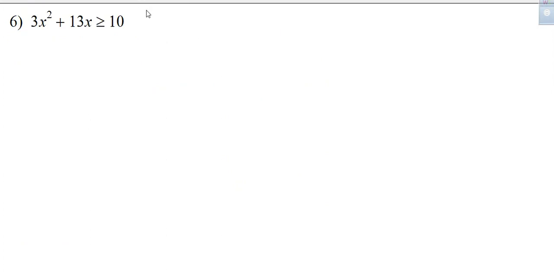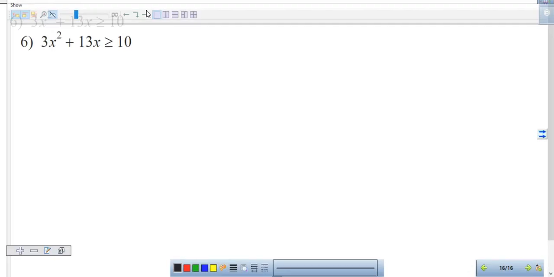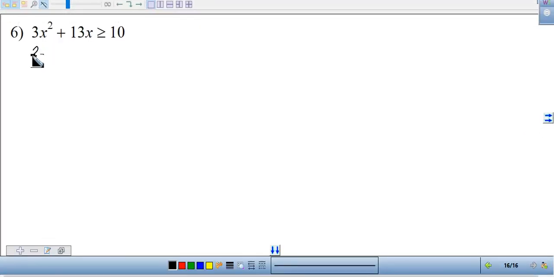Number 6. Same type of problem. I'm going to start by getting everything on the same side. The main difference that you're going to notice with this problem is that I have a lead coefficient and I can't divide it out. So you've got a couple options. You can either split the middle or you can take your first term and multiply it times your last term. And that's the way I'm going to go.